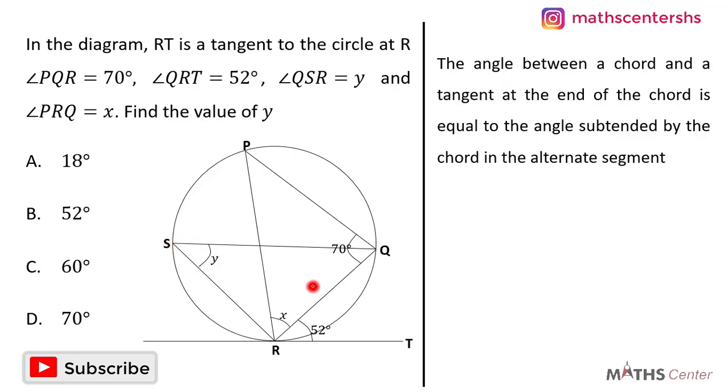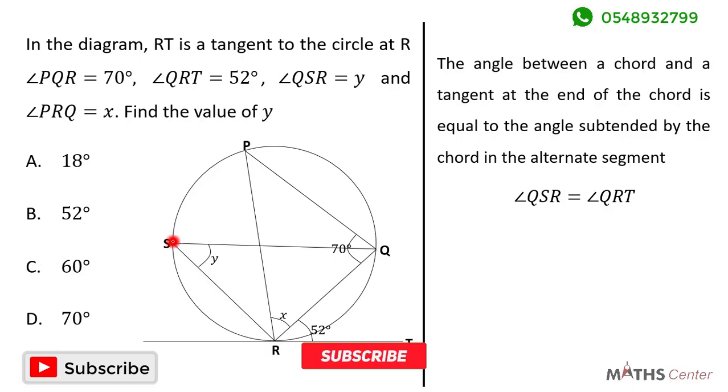The theorem says that the angle between the chord RQ and the tangent RT is equal to the angle that the chord RQ subtends at the circumference in the opposite segment. So the angle QRT is equal to the angle QSR. Angle QSR is Y, and angle QRT is 52 degrees. So Y is equal to 52 degrees. When we look through the options given to us, we can see that the correct option is B.